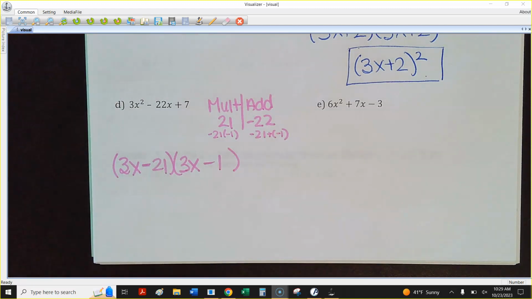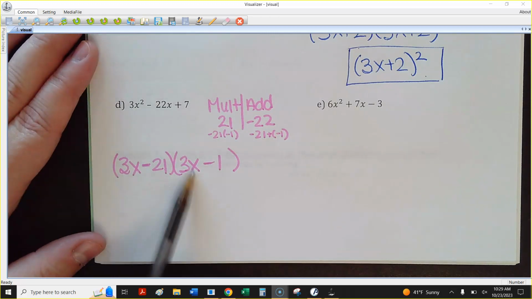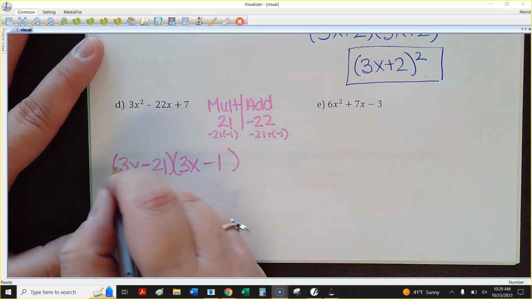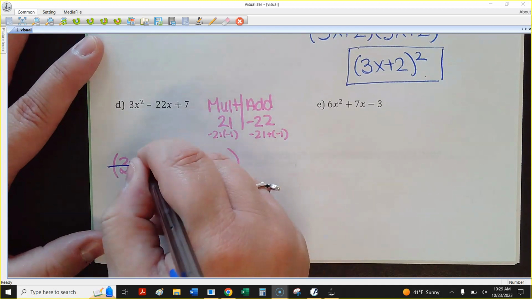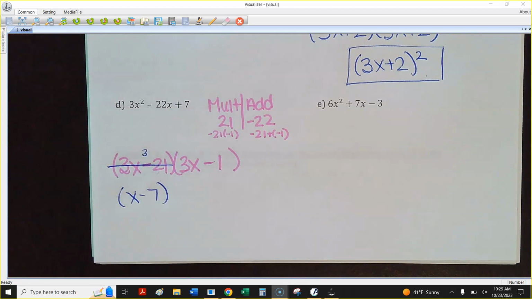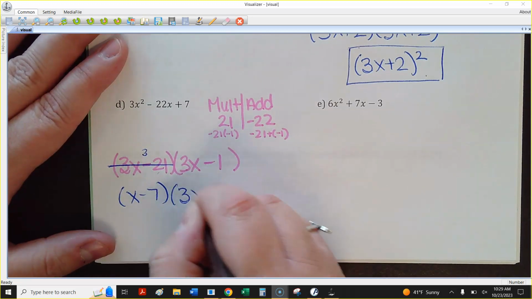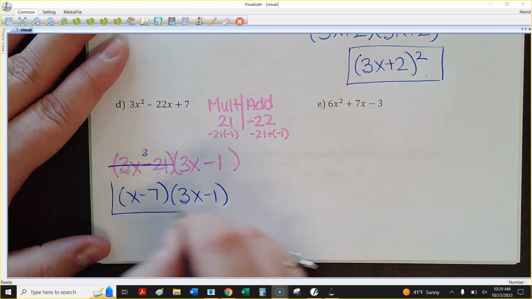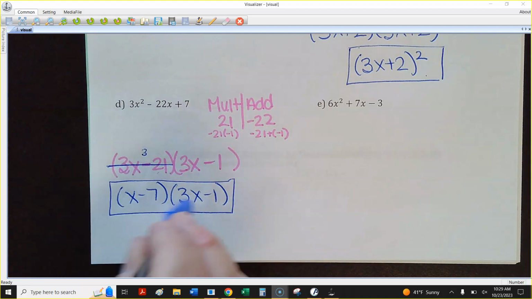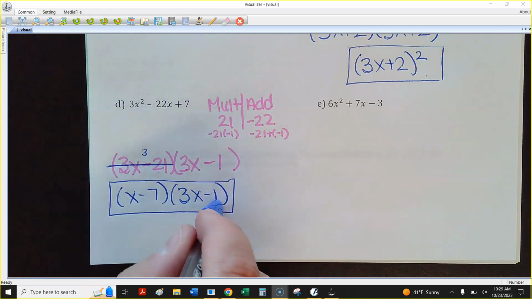Now this is not my answer. I got to check. If anything inside the parentheses has a common factor, that's not the real one. So this is 3x minus 21, not the real factor, because both of those are divisible by 3. So the real factor there would be x minus 7. The other one I wrote down was 3x minus 1. 3x and 1 don't have anything in common, so there's nothing we can remove from that. And again, I just checked real quick. X times 3x, 3x squared. Negative 7 times negative 1 is positive 7 on the end there.